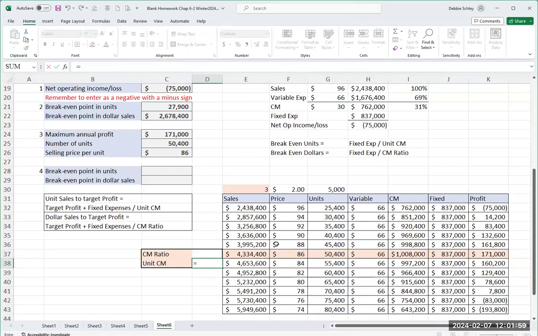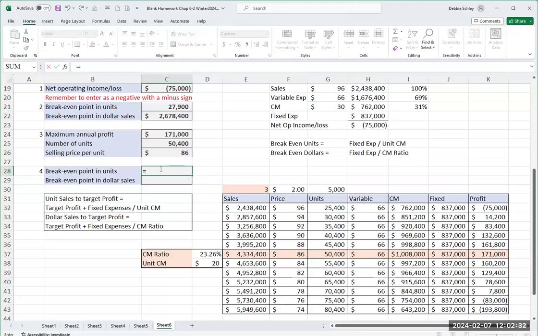So that will be equal to the selling price minus the variable per unit. Okay, so I have a per unit contribution margin of $20. Now I can get my ratio because I divide the per unit contribution margin by the selling price. Okay, now with those two numbers, I'm ready to figure out the break-even point in units.